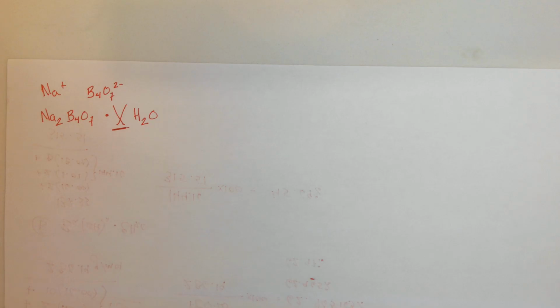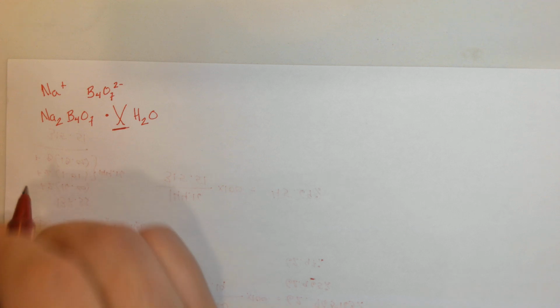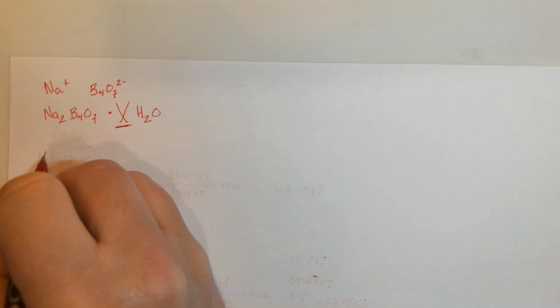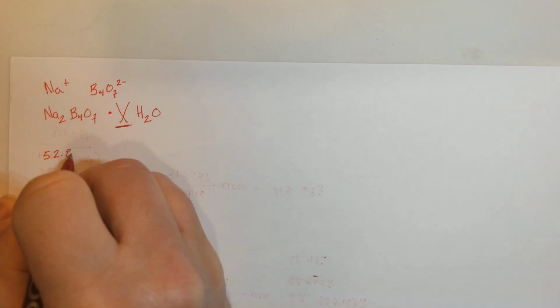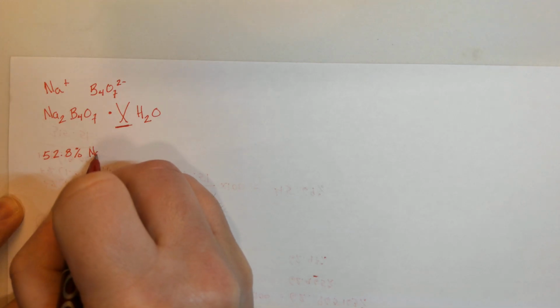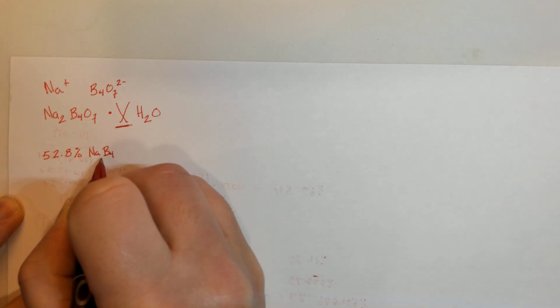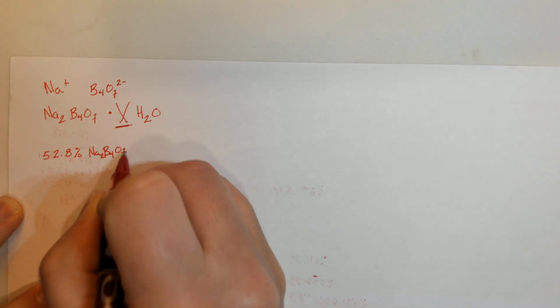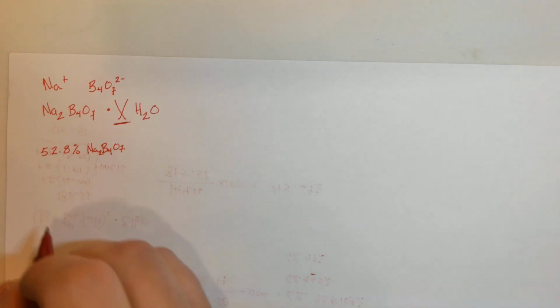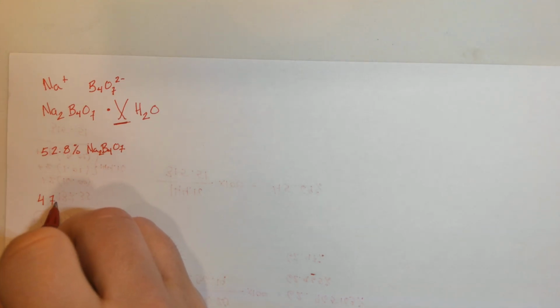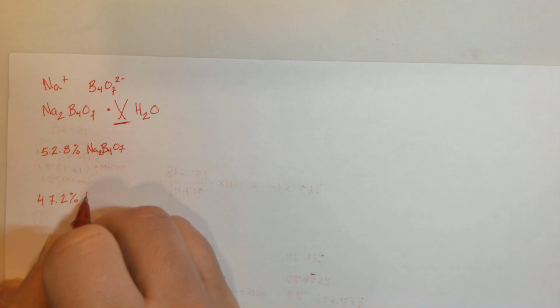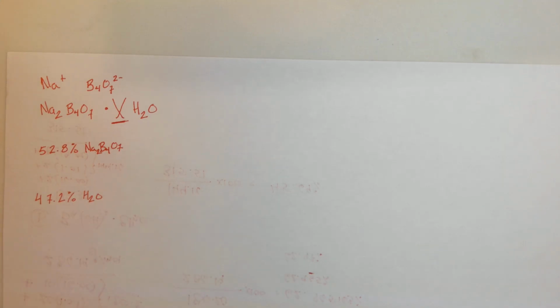And the way we're going to do that is exactly how we did empirical and molecular formulas, right? If we have 52.8% sodium tetraborate, Na2B4O7, and we have 47.2% water, what can we do to appropriately solve this problem? Well, we can assume 100 grams.